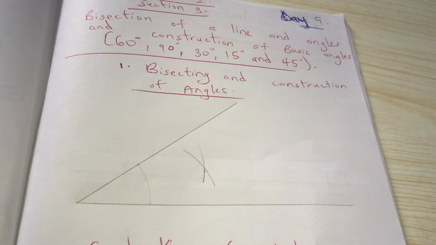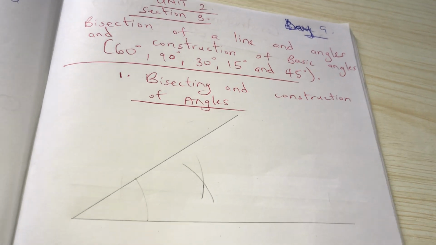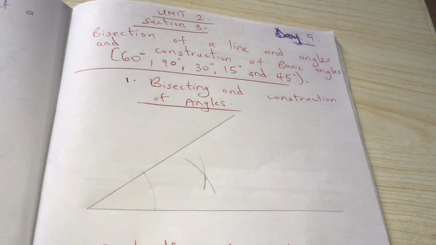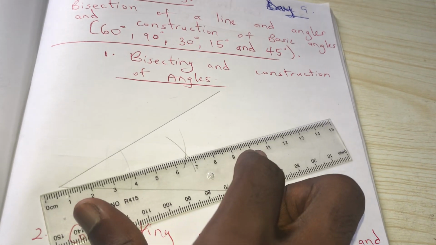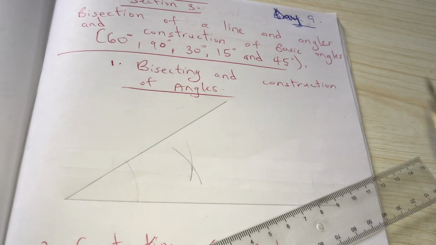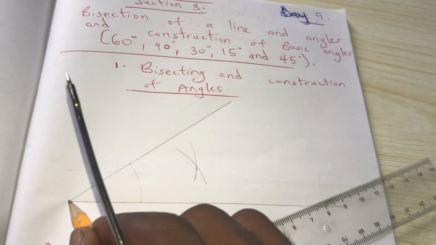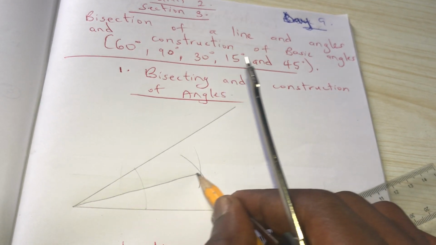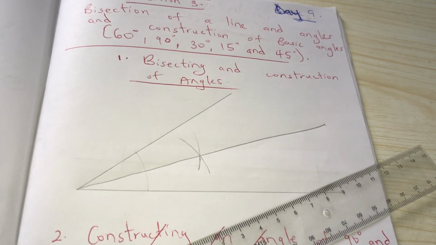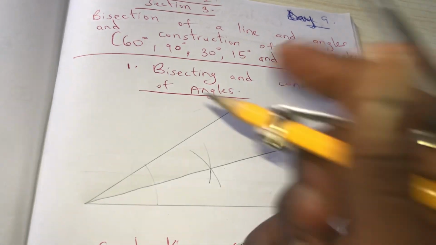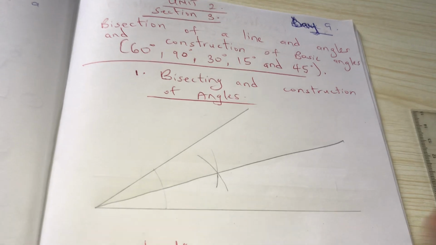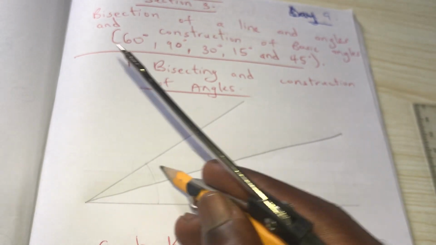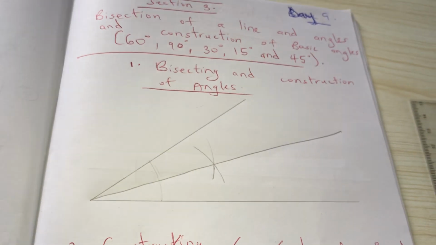So now, having this arc, what you do is that you join with your rule. Once again, with your rule, this part, everything is you construct. So forgive me again. Yes, so you've constructed a bisector of this angle, and that's all. Yes, so maybe if this angle was to be 60 degrees, you've bisected it and you have 30.